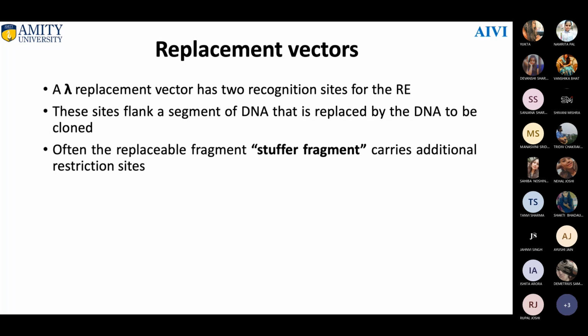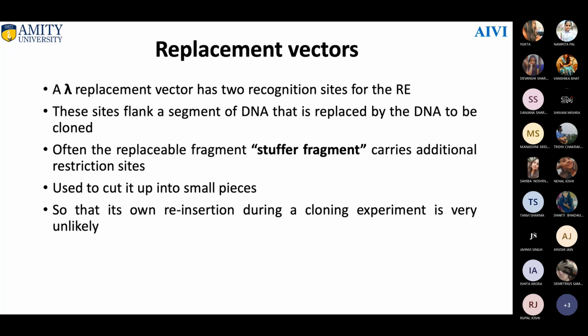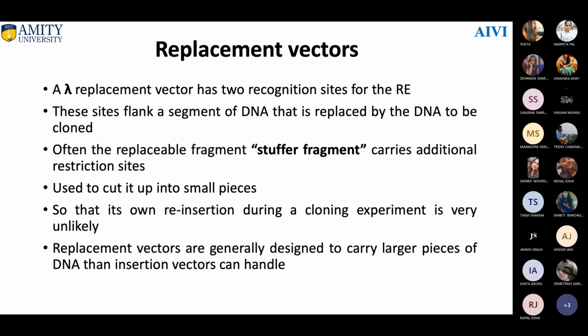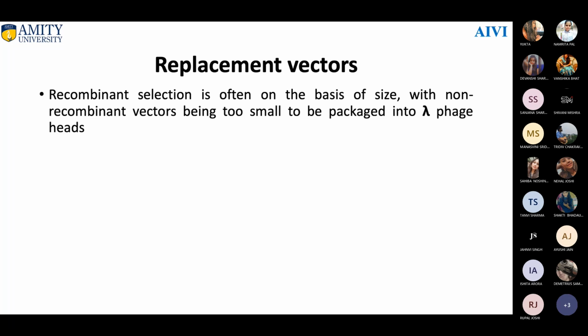Often the replacement vector's stuffer fragment carries additional restriction sites used to cut it up into small pieces, so its reinsertion during the cloning experiment will be very unlikely. Replacement vectors are generally designed to carry larger pieces of DNA than the insertion vector, because you are removing a larger segment, so they can handle a larger fragment of DNA also.